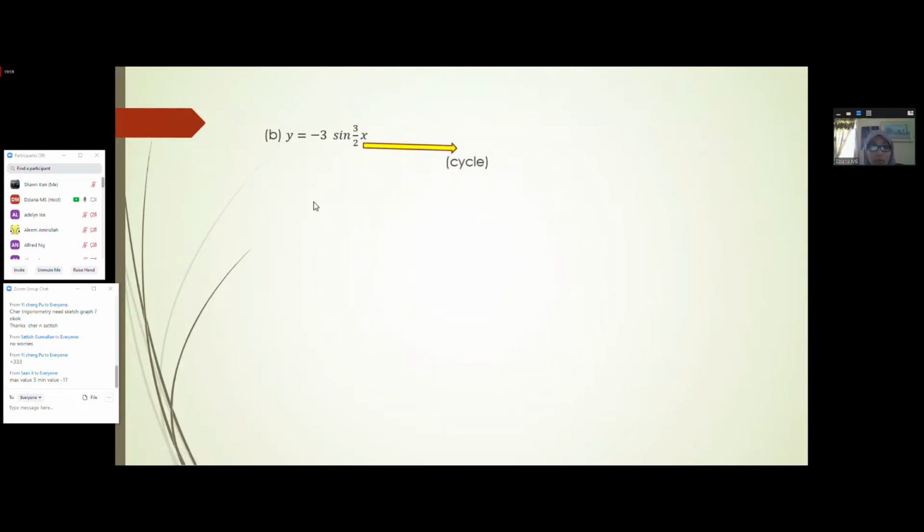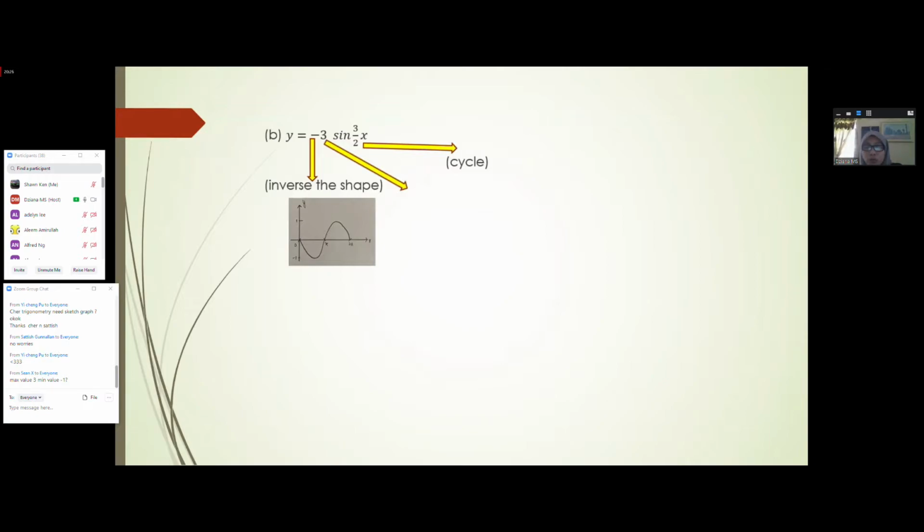And the negative is to inverse the shape. Okay, in case you forgot how to inverse the shape, this is how you inverse. This is already inverse. It's negative sine x. That is negative sine x. And the 3 is to change the minimum and the maximum value.